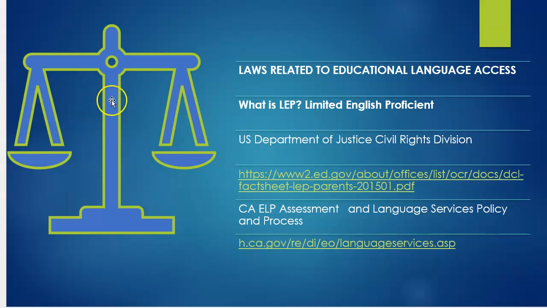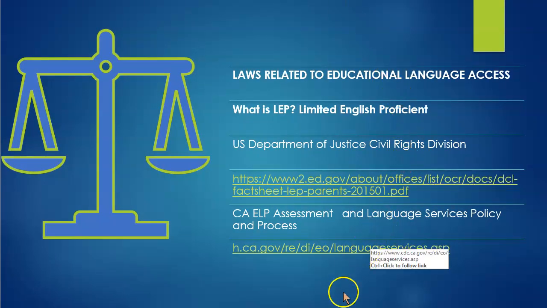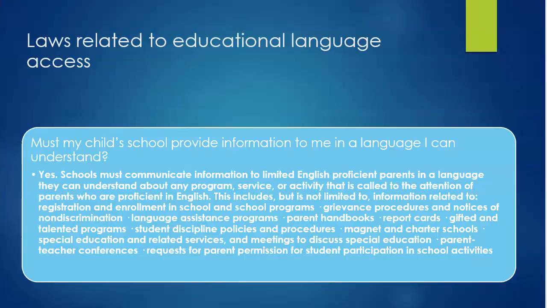So on your own time, if you can please go to the following links and make sure that you read those documents over. This is very important because you need to learn what is a limited English proficient student, the category, and what does the law say about those categories and what are the rights of students.